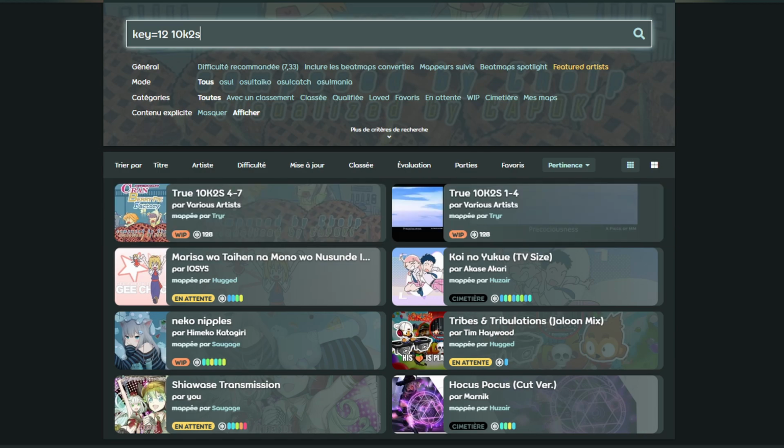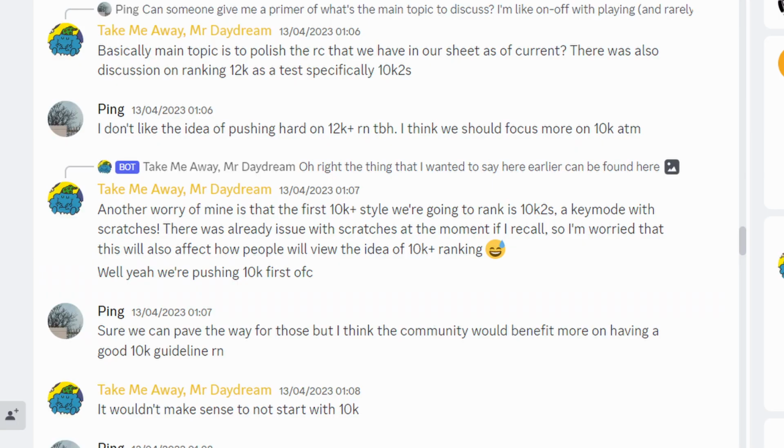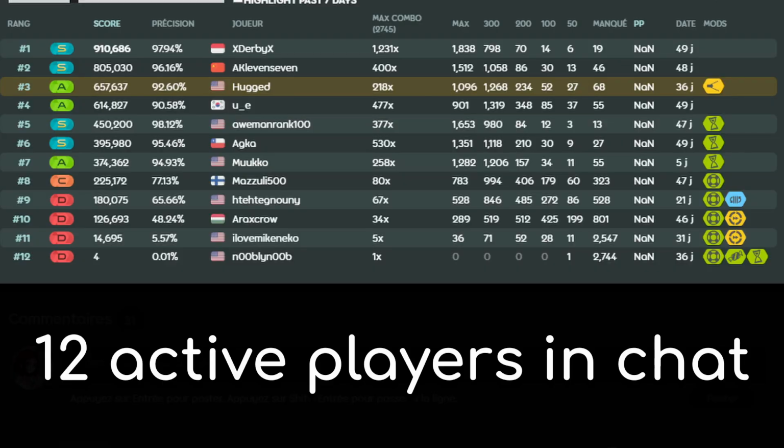I think that's the main limiting factor to what's keeping people from trying this mode. And there was previous talk about 10K2S joining the rank section. Like, you really gotta have a decent amount of players making a decent amount of maps that people can set scores on for that to really make any sense doing. Otherwise, leaderboards will end up looking like this.